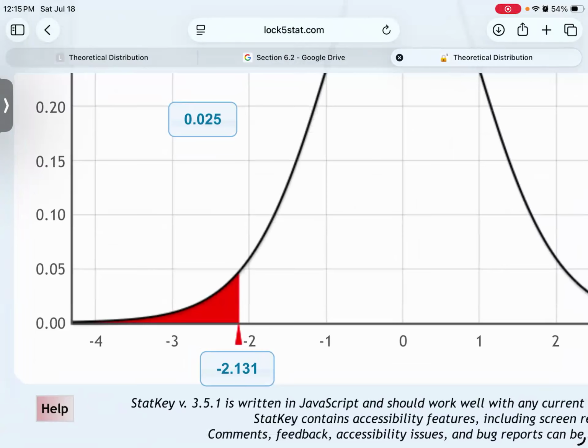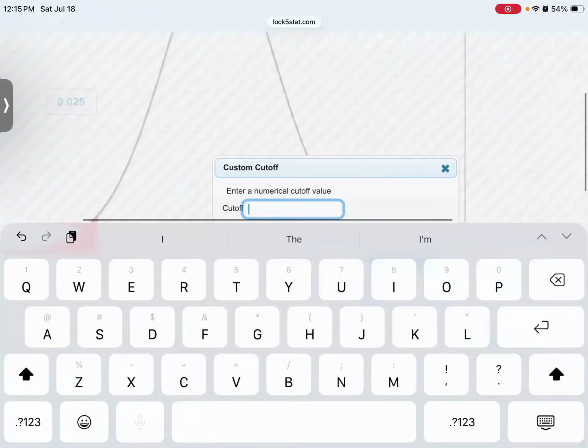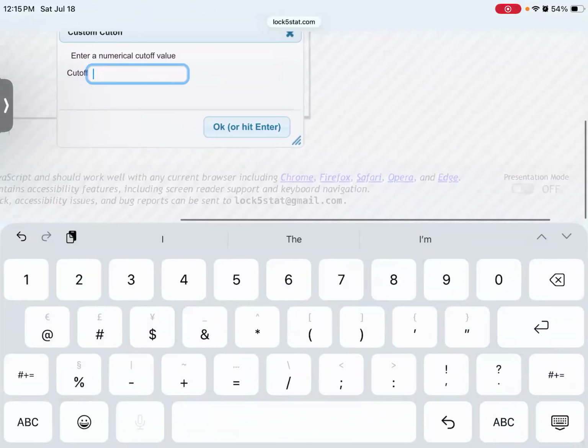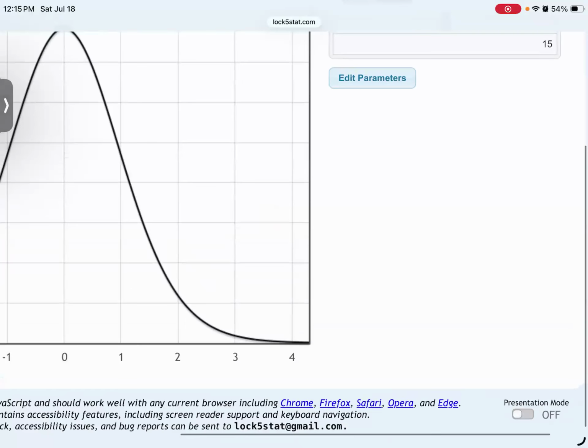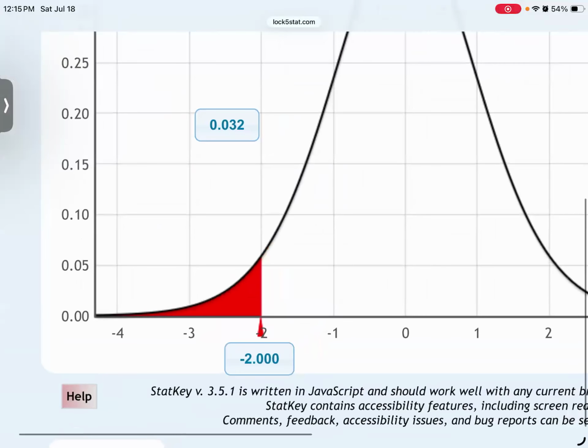and then we've got left tail, and remember the default p-value is 0.025, and we need to put in -2 at the bottom. Right, -2.131 is not going to give us the right p-value. So click on that and type in -2. And now that you've got -2 in there, you should see your p-value of 0.032.